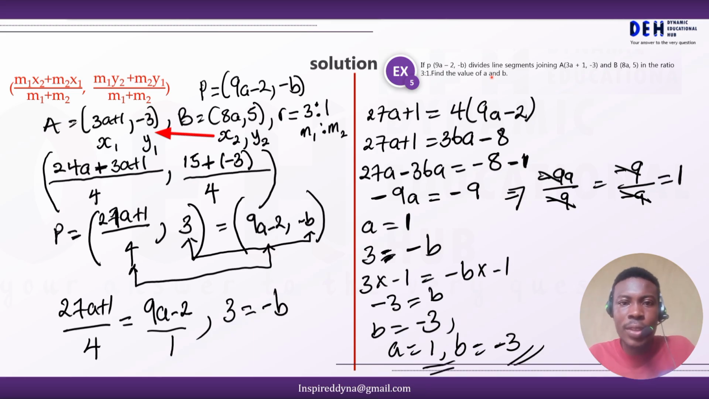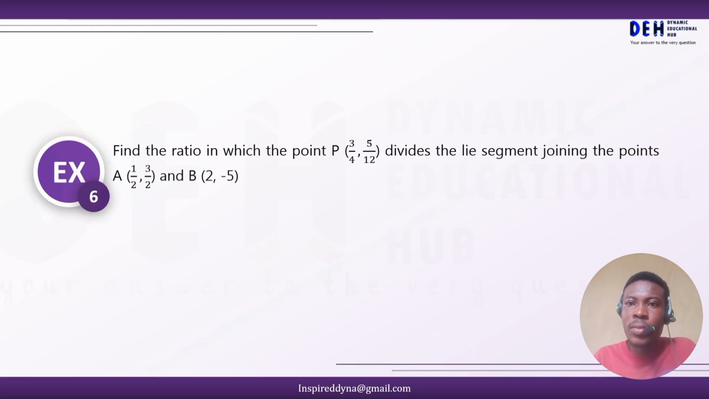Let's solve the next question. The next question over here is: find the ratio in which the point P (3 over 4, 5 over 12) divides the line segment joining the points A (1 over 2, 3 over 2) and B (2, minus 5).